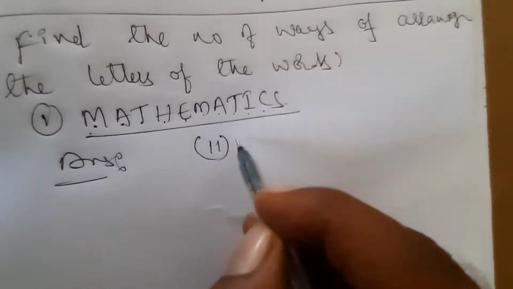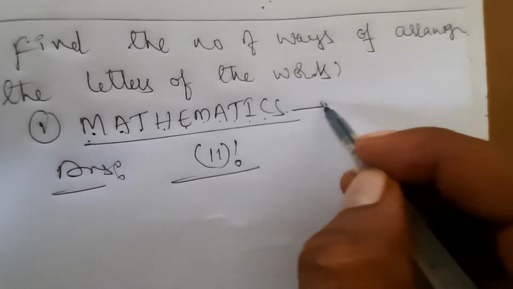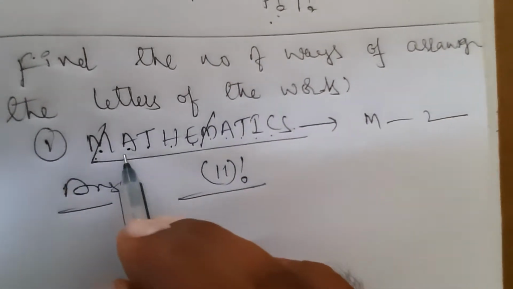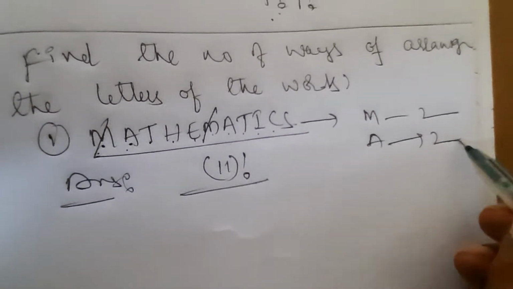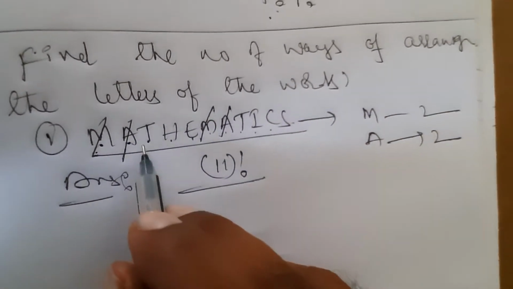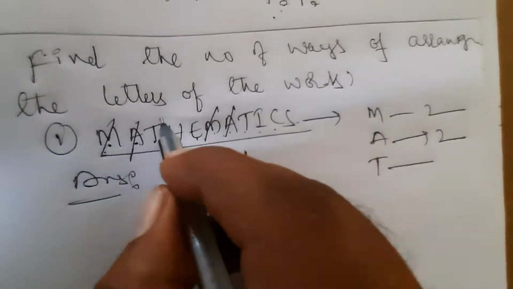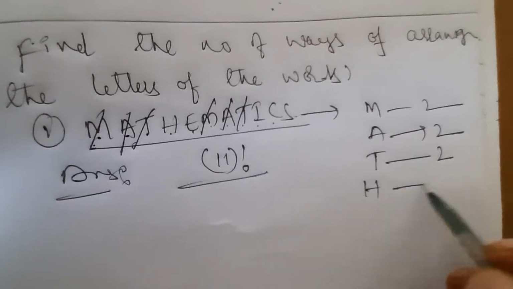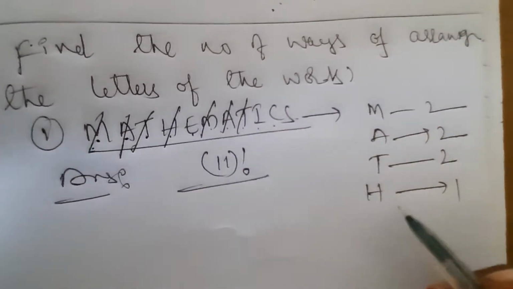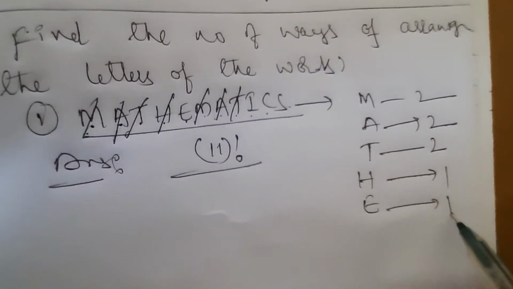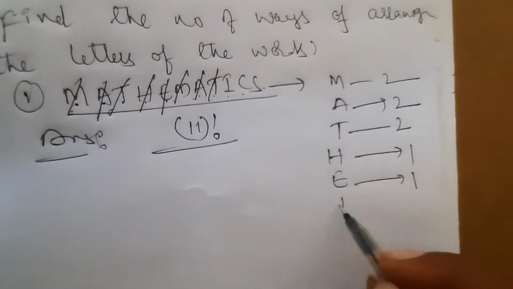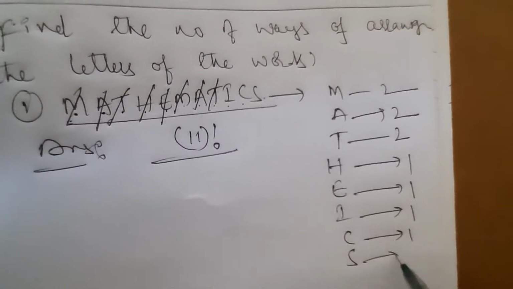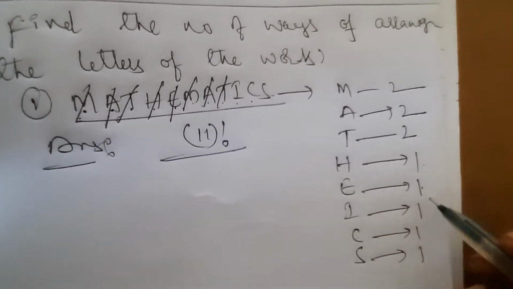So 11 factorial. In this word, how many M's are there? 2 M's are there. How many A's are there? 2 A's are there. How many T's are there? 2 T's are there. How many H's are there? Only 1. How many E's are there? Only 1. How many I's are there? 1. How many C's are there? 1. How many S's are there? 1. 6, 7, 8, 9, 10, 11.